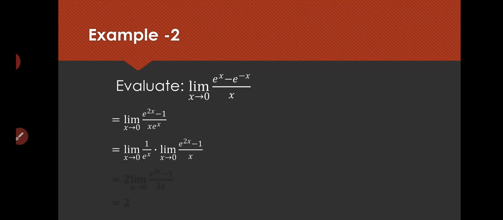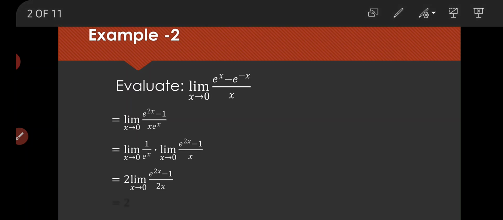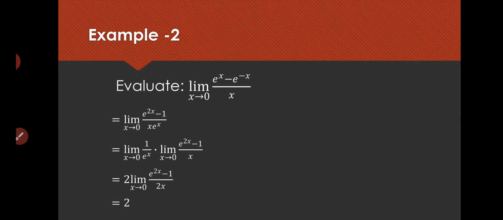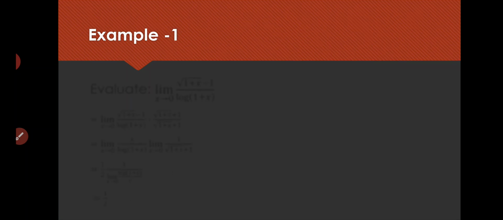And here, for (e to the power 2x minus 1) by x, let me multiply and divide by 2. So this is what I get: 2 into limit x tends to 0, (e to the power 2x minus 1) by 2x. Now obviously this limit is 1, because it is in the form e to the power something minus 1 by something. So this limit becomes 1, and so your answer becomes 2. Simple.